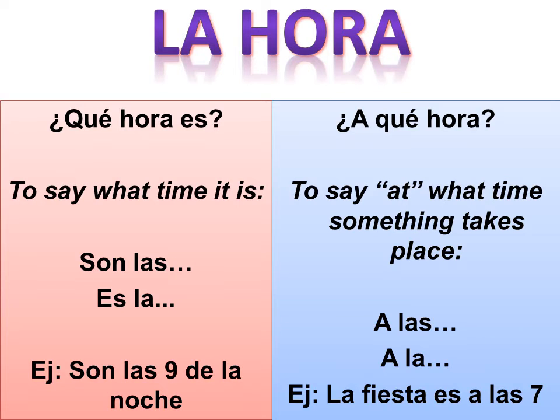Okay? In order to ask at what time something is, you're going to say a qué hora. Okay? And then a qué hora es la clase de español is at what time is the Spanish class. Okay? So this question has the feeling of at what time something takes place. Okay? So we have a las and a la to express that time. So an example of that would be la fiesta es a las siete. So the party is at 7.